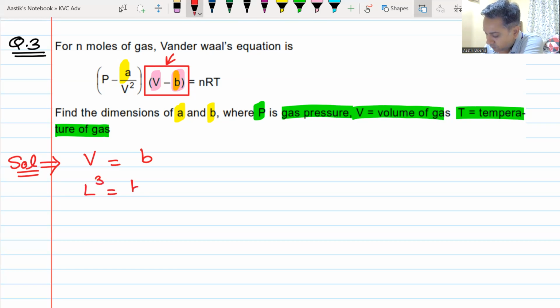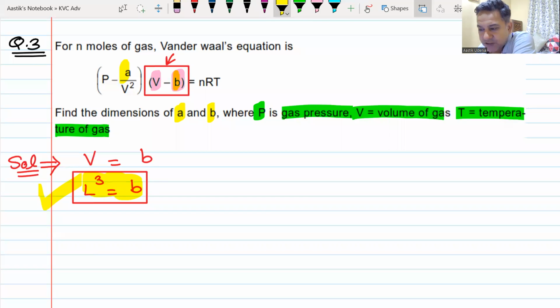The dimension of volume is L cube, and hence the dimension of B becomes L cube. That is my first answer. The dimension of B becomes L cube, which is the dimension of volume. Look at the second box.